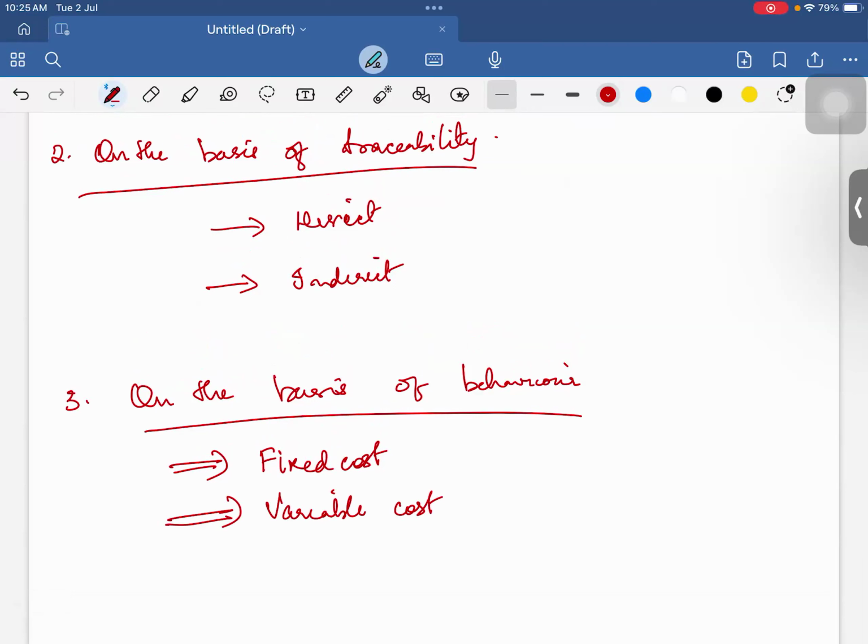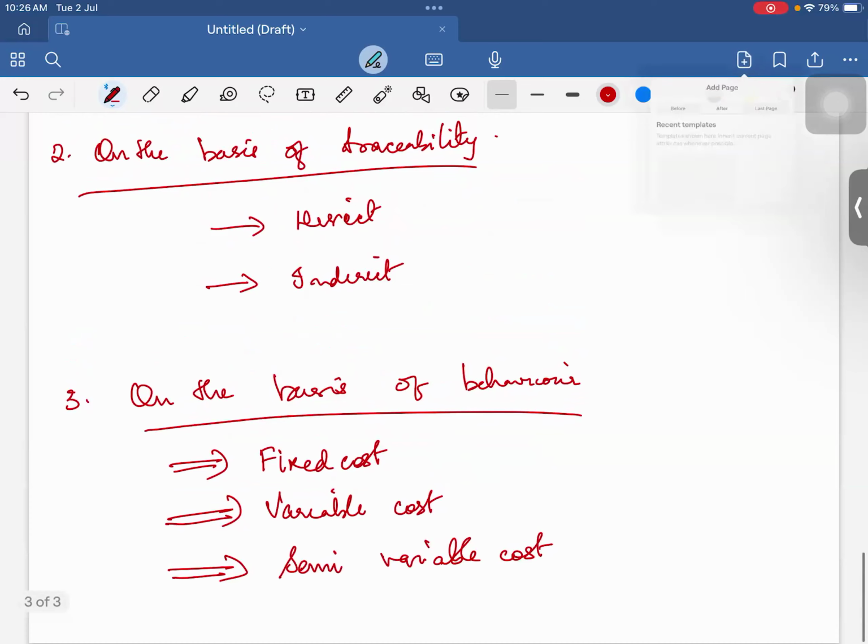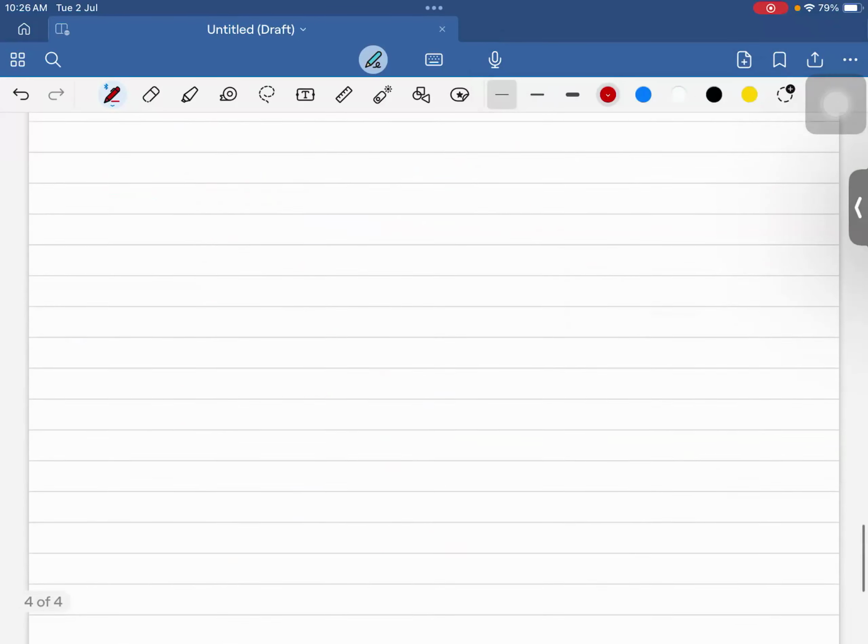Now, some part of the cost can be fixed and some part can be variable. In that case, it is called semi-variable cost. For example, electricity cost. You have a fixed charge, maybe a minimum charge of 100 rupees, and the rest is going to be variable upon the usage, right? So that type of cost is called semi-variable cost.